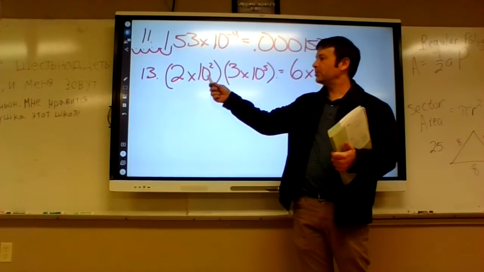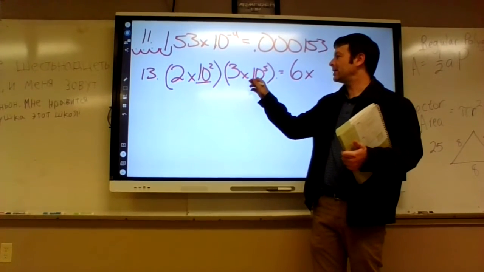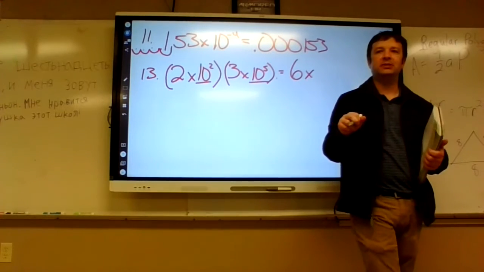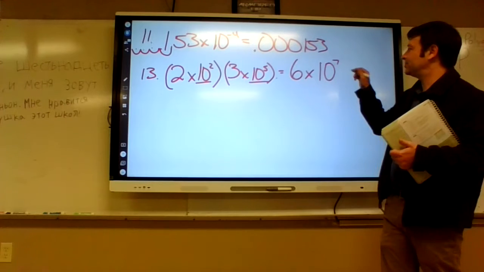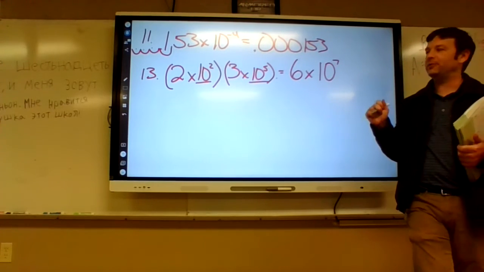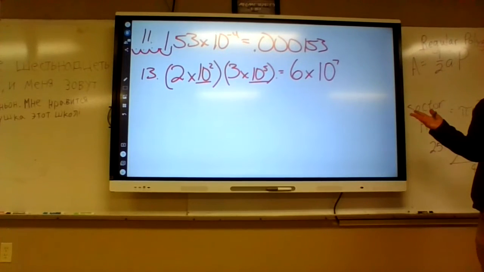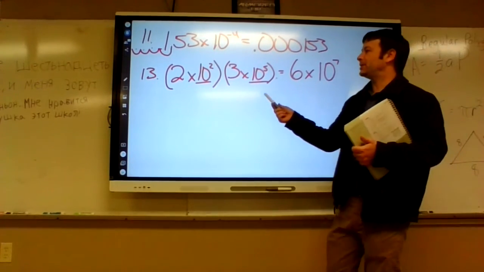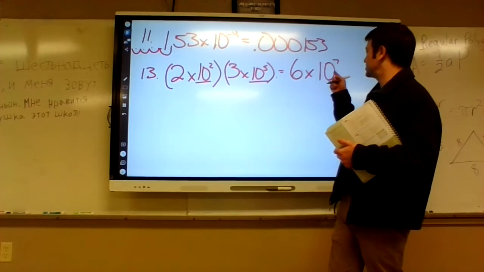And then this is from Thursday. Do you guys remember this? What's 10 to the second times 10 to the fifth? 10 to the 7th. So they just added the 2 exponents together. You guys remember that from Thursday? Okay, if you do it that way, see how it's still in scientific notation? 6 times 10 to the 7th.